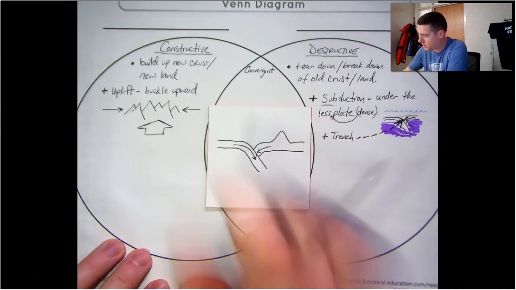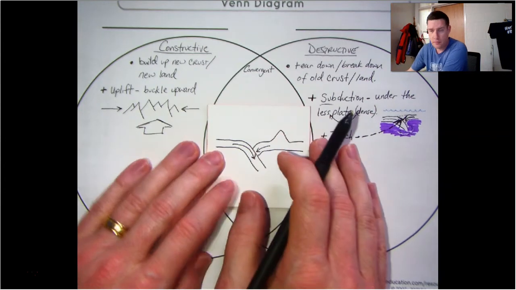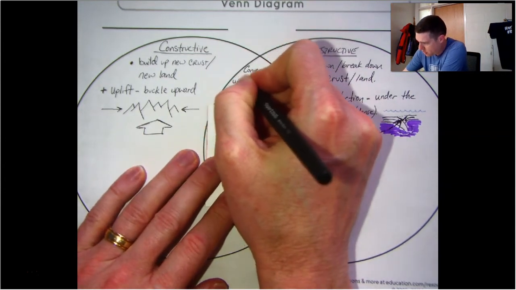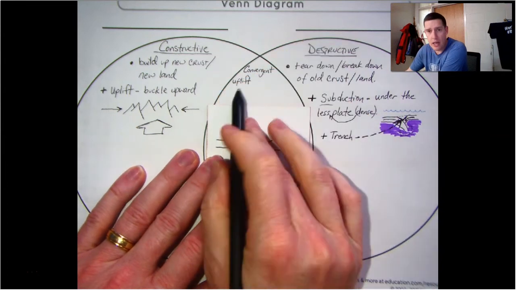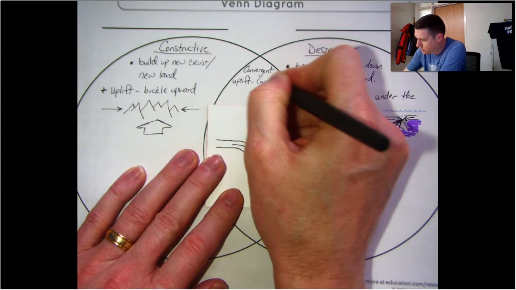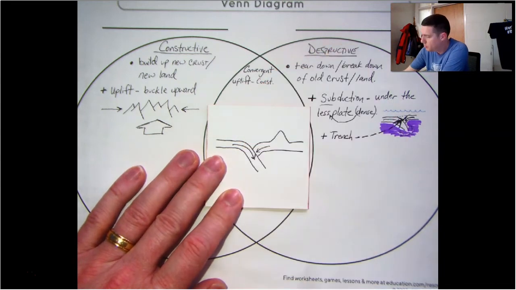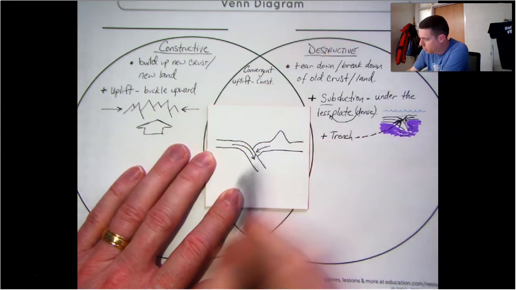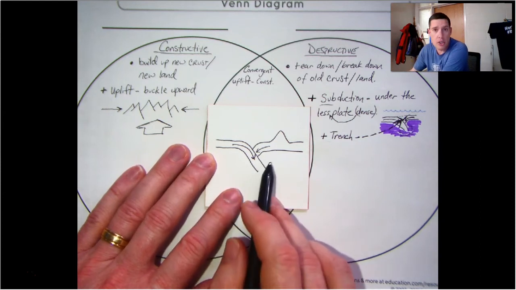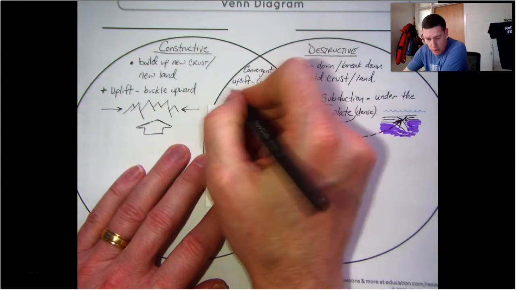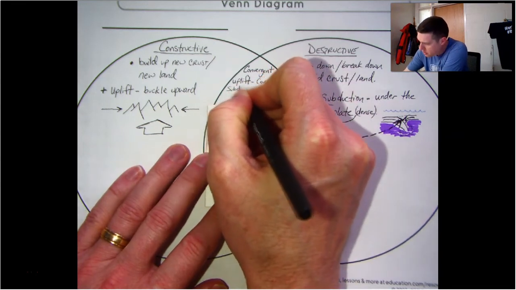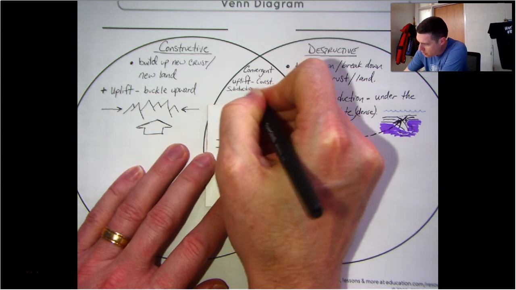So what's constructive about convergence? Well, you get uplift. You get uplift at convergent boundaries. That's constructive. That's the result of constructive forces. But at convergent boundaries, even if it's just a little bit, you'll still get subduction at these boundaries. So what is destructive? Subduction.